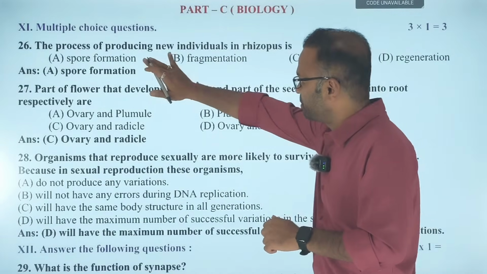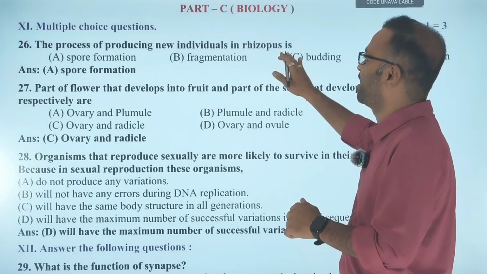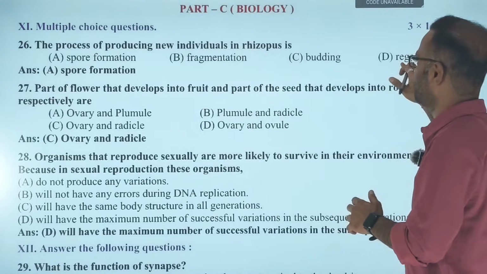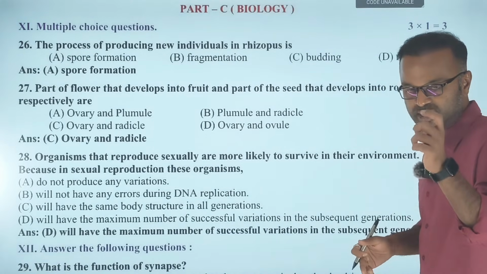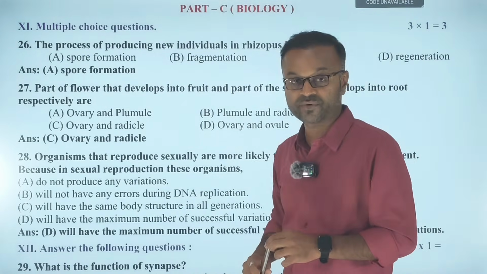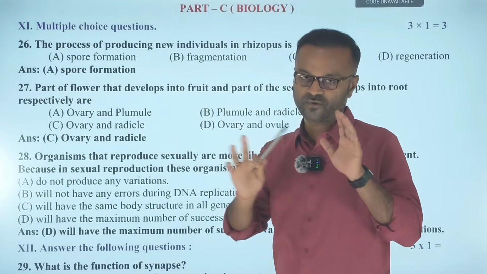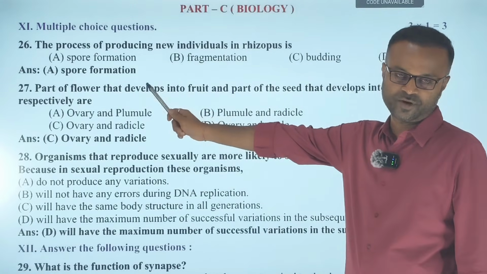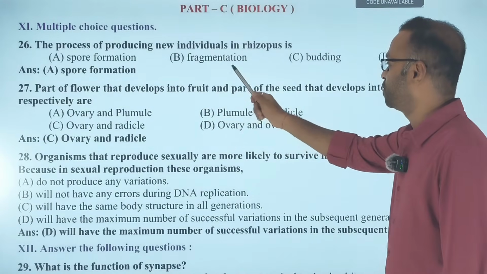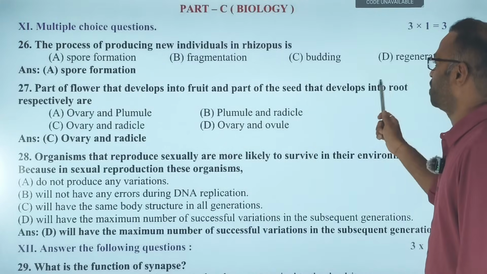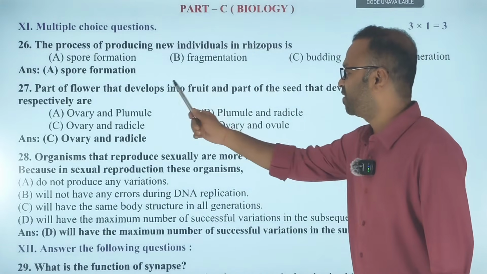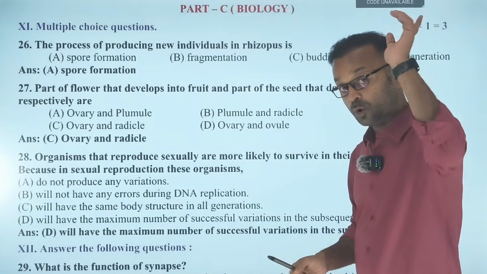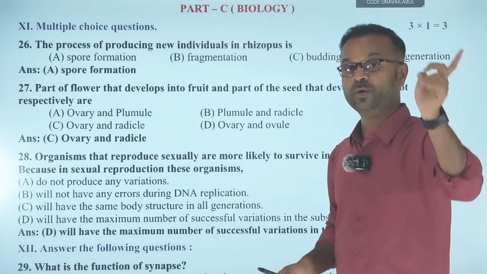The first question: the process of producing a new individual in Rhizopus is, with 4 options: spore formation, fragmentation, budding, and regeneration. Rhizopus is an example of which type of reproduction? That is spore formation. The next one is about the part of the flower. This question they ask so many times. The part of the flower that develops into a fruit and the part of the seed that develops into a root, respectively. The part of the flower which develops into the fruit is the ovary. Ovary will develop into the fruit. Remember, ovule will develop into a seed, zygote will develop into an embryo.